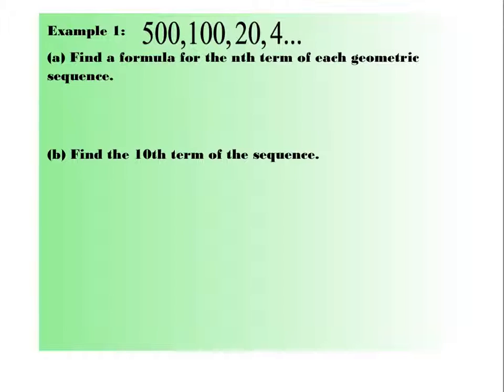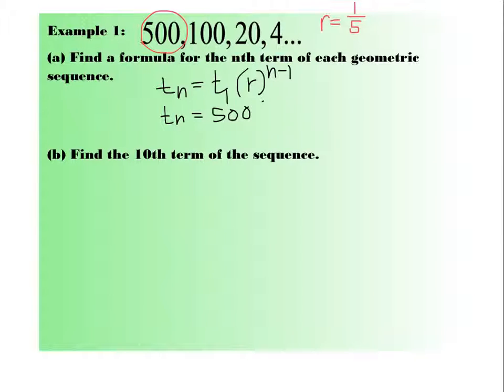So very similar process as before. We know our formula this time is Tn equals T1 times R to the n minus 1. T1 is the first term, so in this case that's 500. And then R is that common ratio, which you would be multiplying by in between each term. In this case, you're dividing by 5 each time, which means your common ratio is 1/5. Remember to always define R in terms of what you would be multiplying by. So then the formula is Tn equals 500 times 1/5 to the n minus 1.